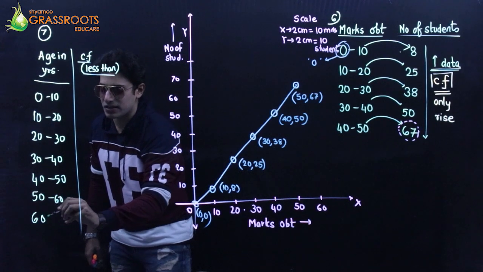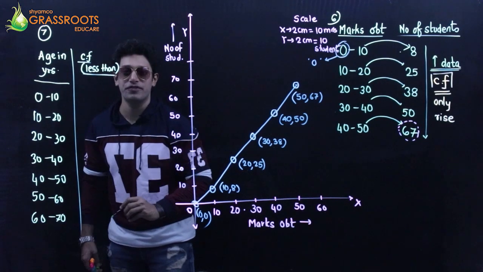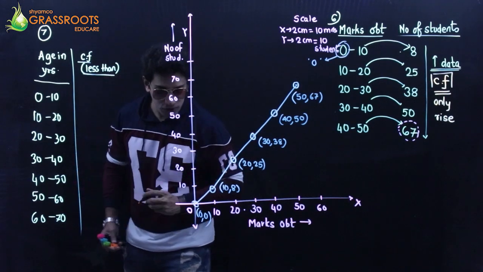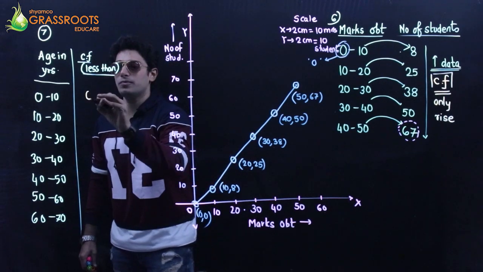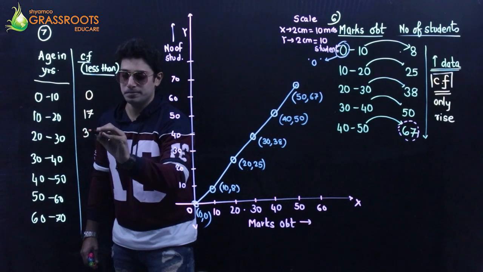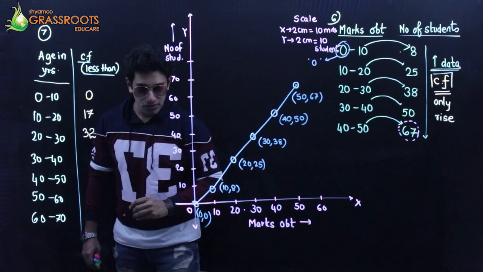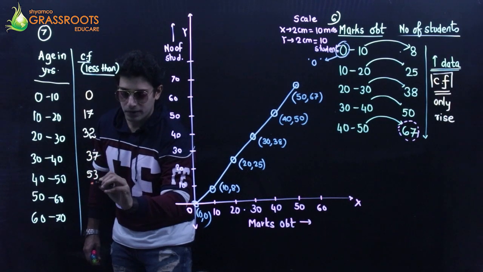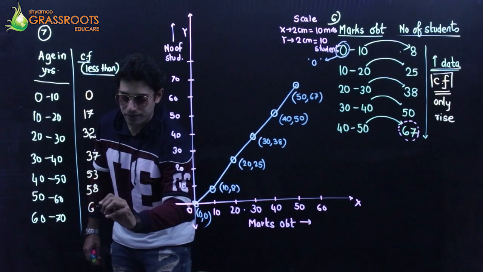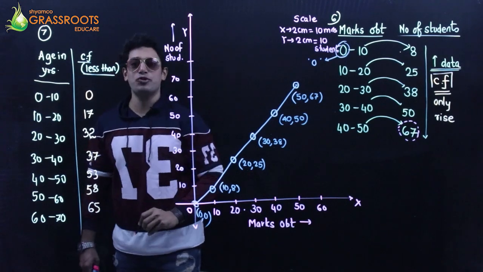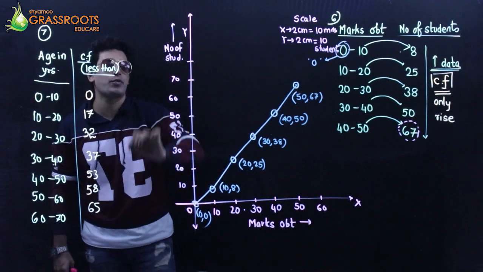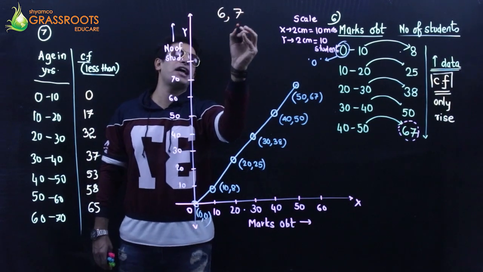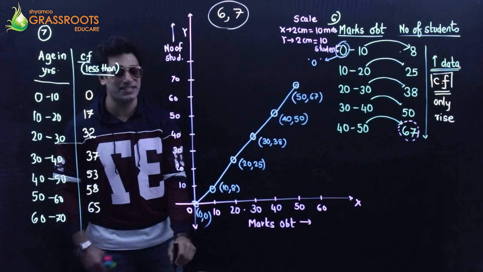Less than 70 means the last data is going to be from 60 to 70. The values are as follows: 0, 17, 32, 37, 53, 58 and 65. What I do is I'm trying to draw the same 7th question in the same graph. So on the same graph, I'm trying to plot two sums, 6 and 7.